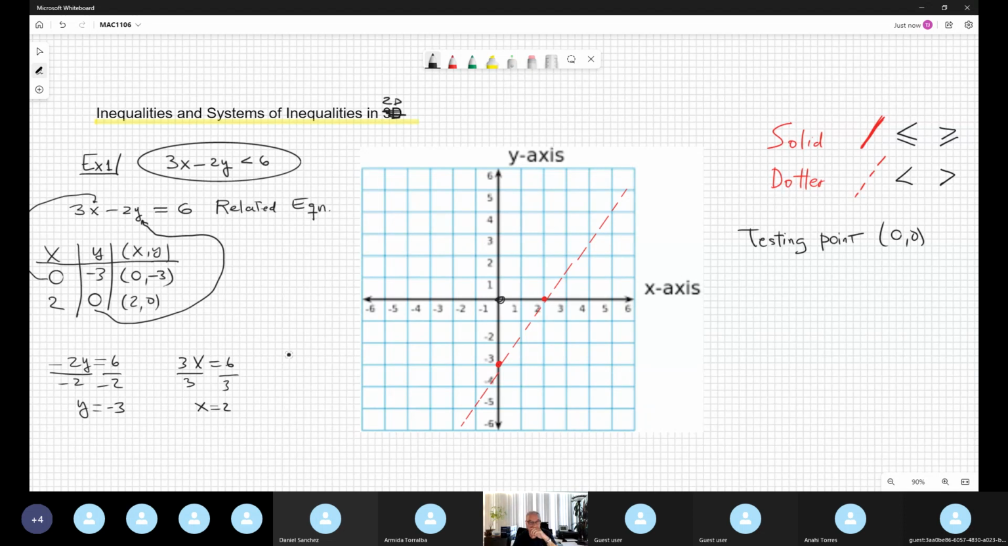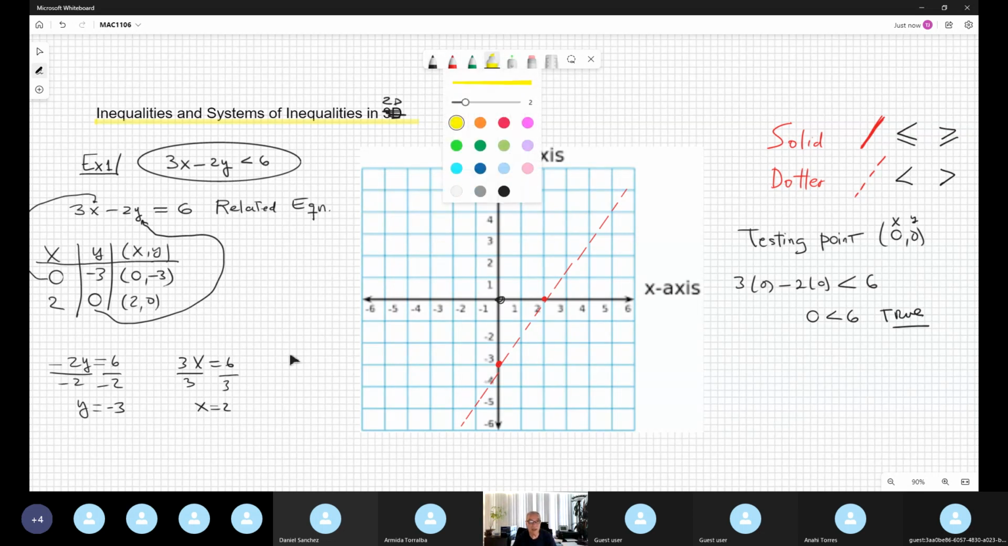I'm plugging into the original inequality: x is 0 and y is 0. So 3 times 0 minus 2 times 0 less than 6. 3 times 0 is 0, 2 times 0 is 0, 0 minus 0 is 0, and 0 is less than 6. So this statement is true, which means 0, 0 belongs to the solution, and I highlight that side.